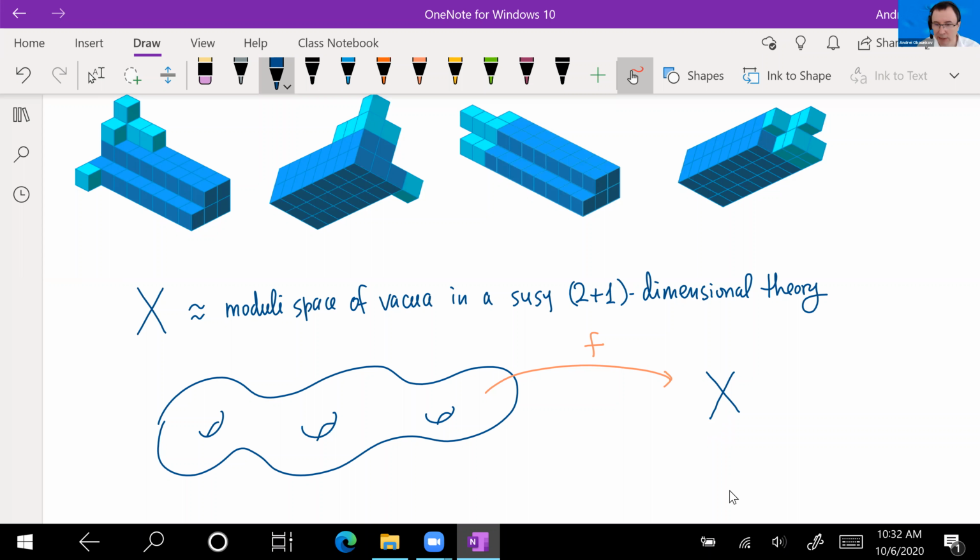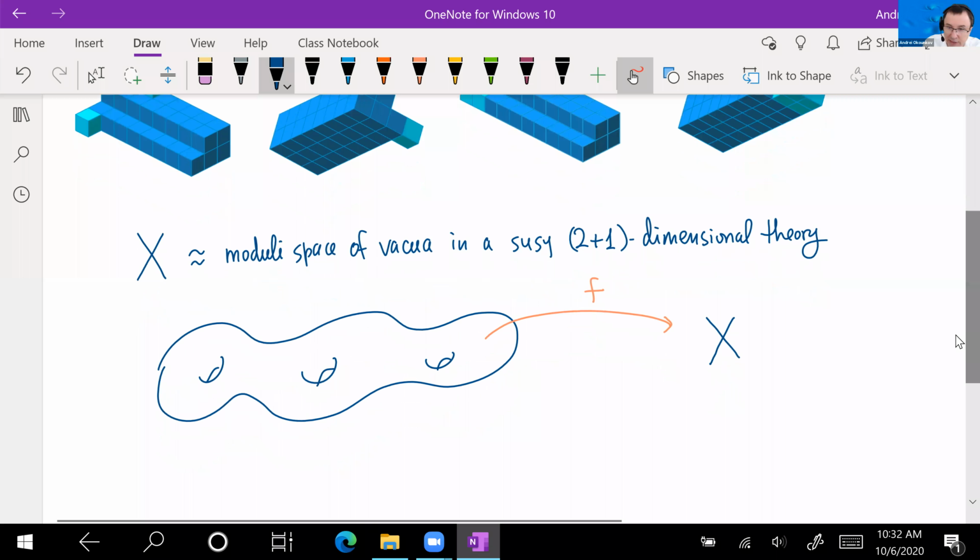I remind you the setup was that, at large distances, since we're interested in indices, we might as well think of what the theory does in the infrared. At every point in your space, you already have a certain local vacuum established, so you have a map. And moreover, since we have an extended supersymmetry, only supersymmetric configurations will contribute to the index.